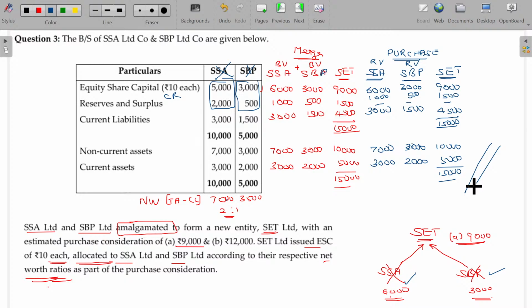Shall I move on to the next one? If the purchase consideration is fixed at 12,000 rather than 9,000, how will this appear?